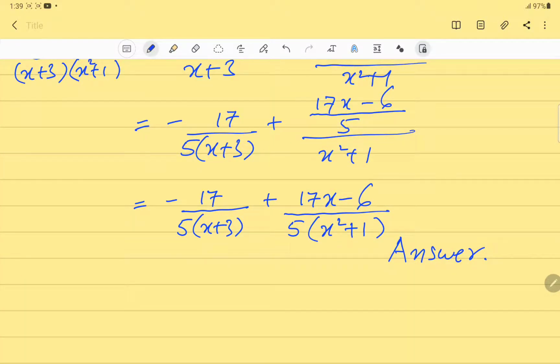I hope you have understood the concept of forming partial fractions from this video. We discussed here actually two types of factors which are there in the denominator. One is the linear factor and the other one is the quadratic factor.